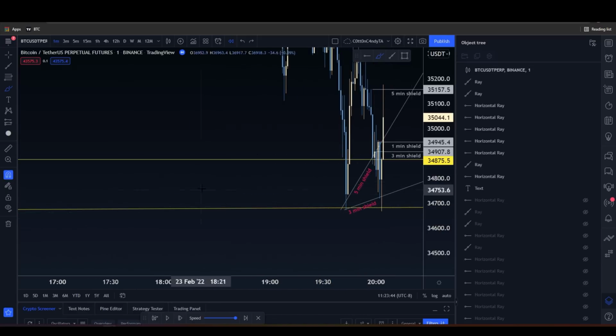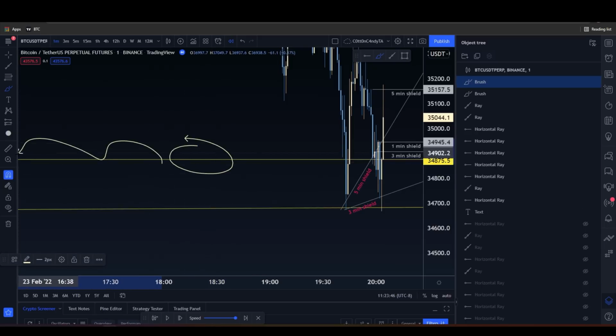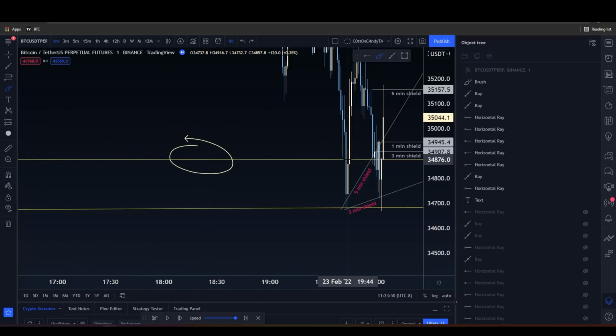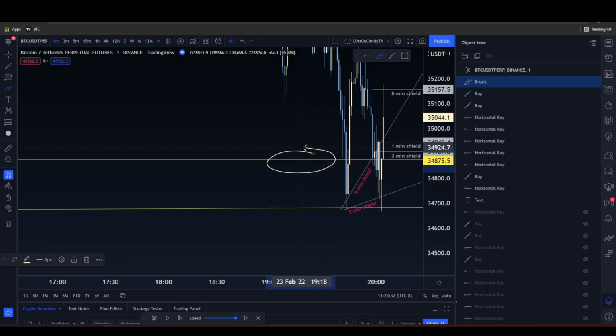So you've got all sorts of things inside of this 4-hour range from back here that go all the way back into the earlier parts of this chart. But really the important thing is that this is a 4-hour level. And it could take time to hold this level.